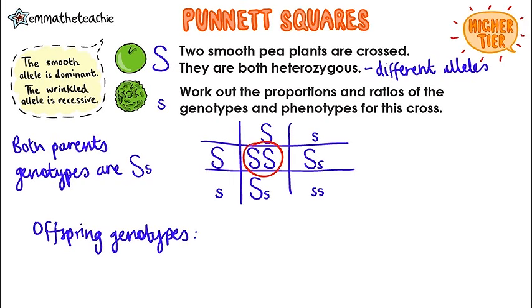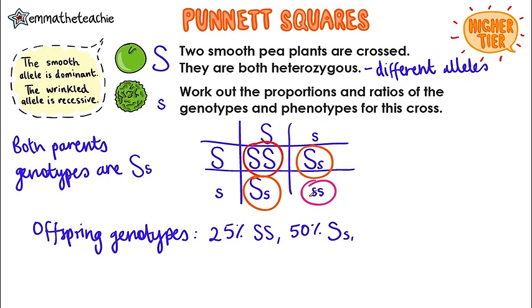Okay, now let's write out what offspring genotypes we have. We can see we've got one big S, big S, which is 25%. We've got two big S, little s's, which gives us 50%. And we've got one little s, little s, which is 25%. The question has asked us for the ratios of the genotypes. So if we work it out, we've got 1 to 2 to 1. If you wrote your genotypes in a different order, you may have your ratio in a different order.